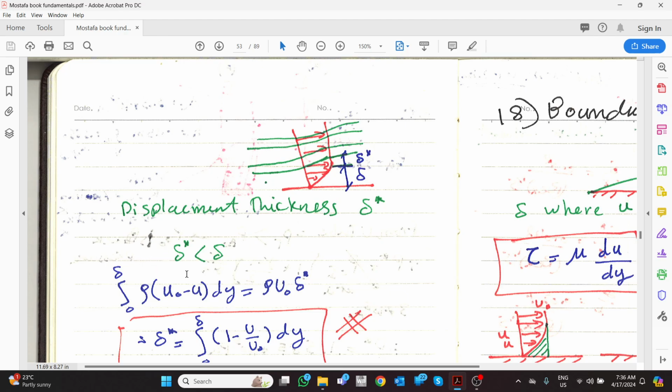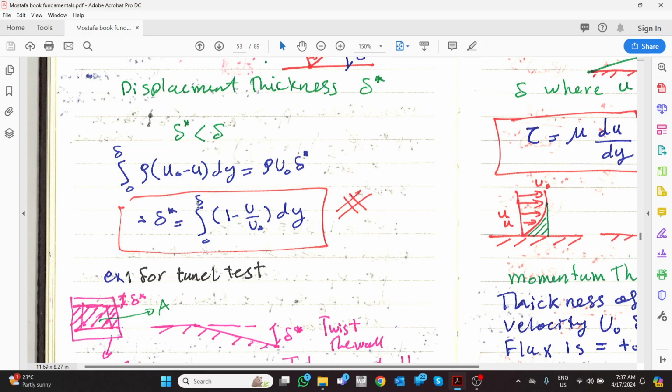The displacement thickness, its definition is if you make an integration from 0 to delta, rho u naught minus u, okay, dy equals the displacement thickness itself, which is here from u to u naught in dy from 0 to delta. This is how much it is equal to displacement. So displacement thickness is an integration from 0 to delta of 1 minus u over u naught dy. Okay.